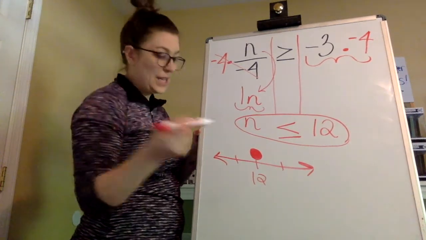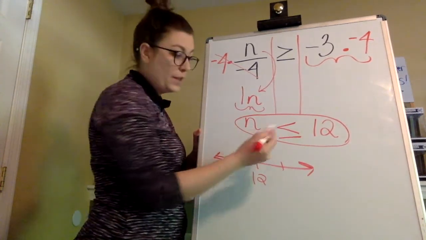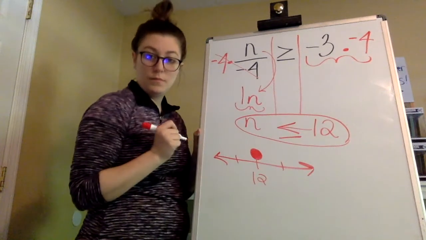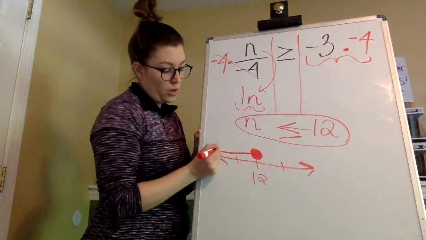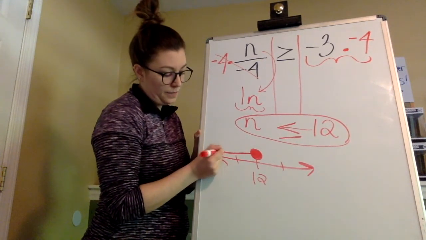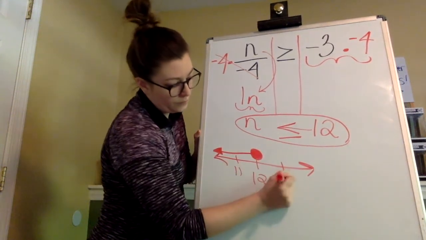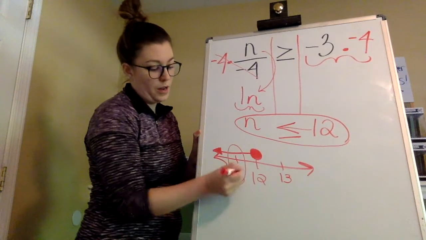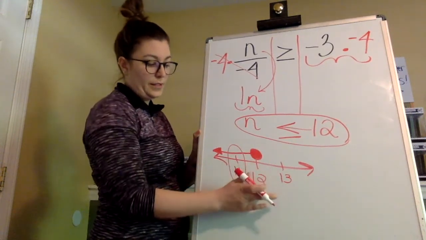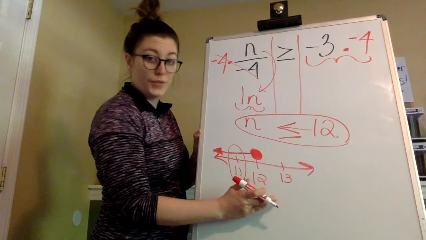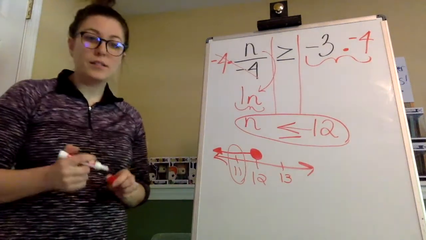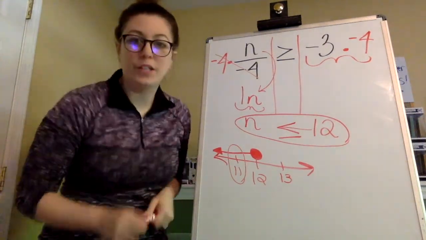So if it's less than, the variable's on the left. So I can use this little trick. All these numbers here are less than 12. So you can use this right here. Is 11 less than or equal to 12? Yeah, 11 is less than 12. So, you've graphed it correctly.